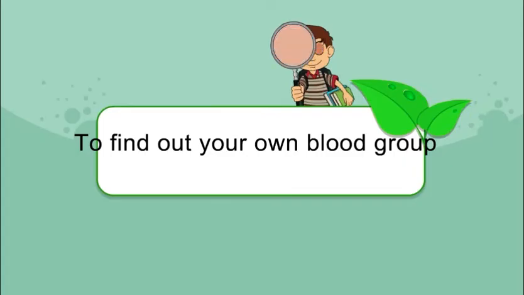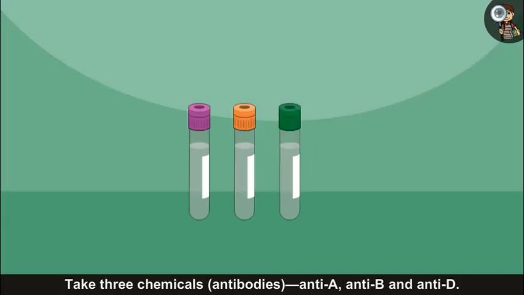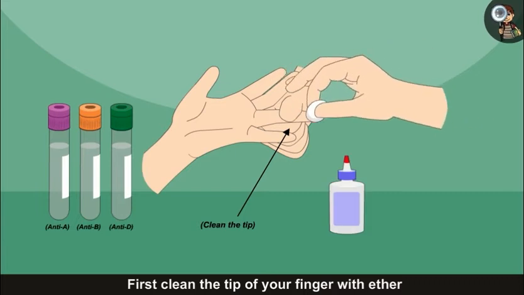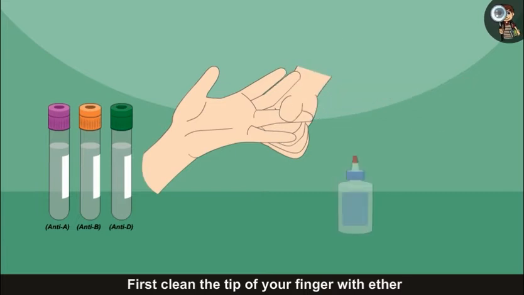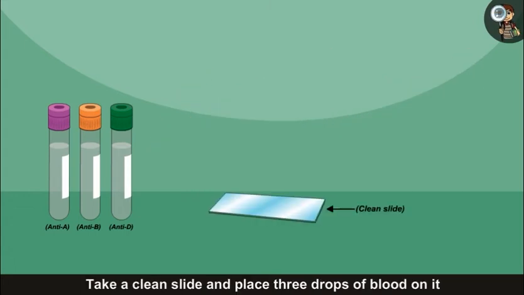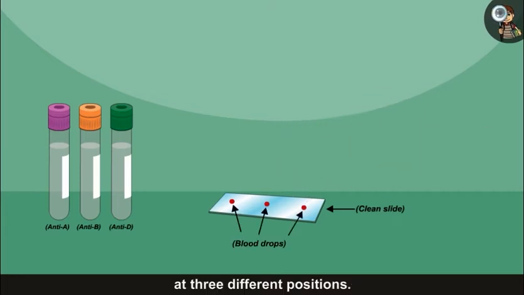Find out your own blood group. Take 3 chemicals, antibodies, anti-A, anti-B, and anti-D. First, clean the tip of your finger with ether and then prick with a disposable needle. Take a clean slide and place 3 drops of blood on it at 3 different positions.